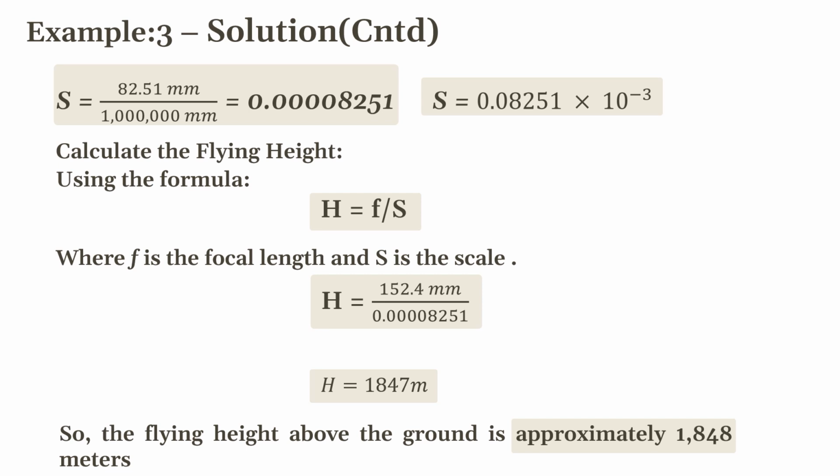Now, calculating the flying height using the formula H is equal to f by S. So, f is the focal length and S is the scale. Substituting in the formula, we get H is equal to 1847968 mm. So, converting this to meter, we arrive at H is equal to 1847.97 meter. So, the flying height above the ground is approximately 1848 meter.